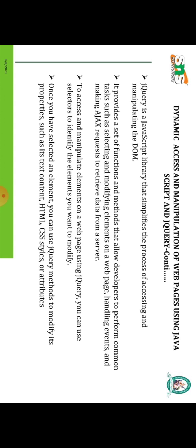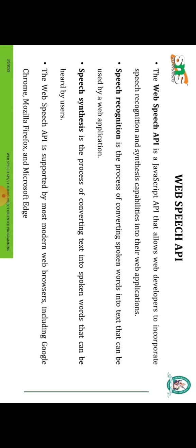The next one is about how to access and manipulate the elements on the web page using jQuery. We can use selectors to identify the elements that we want to modify. Next is how to select an element. Once selected, we can use jQuery methods to modify its properties such as its text content or HTML, CSS styles or attributes.